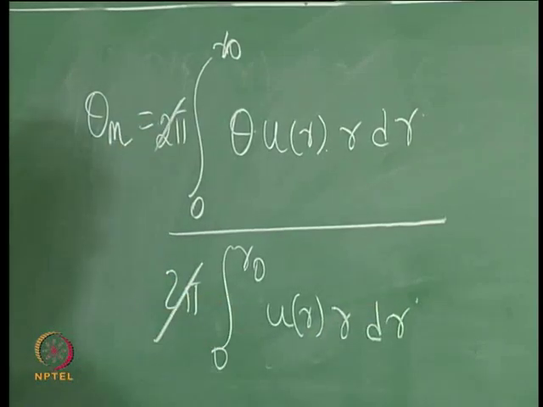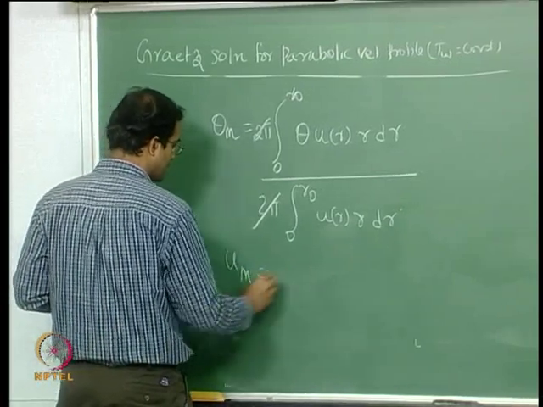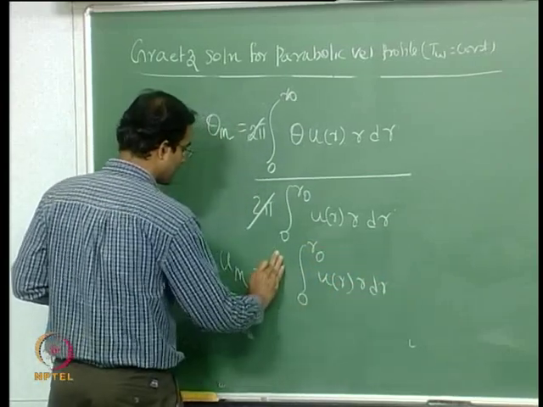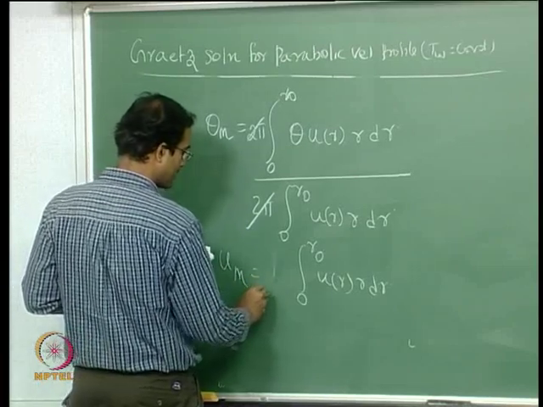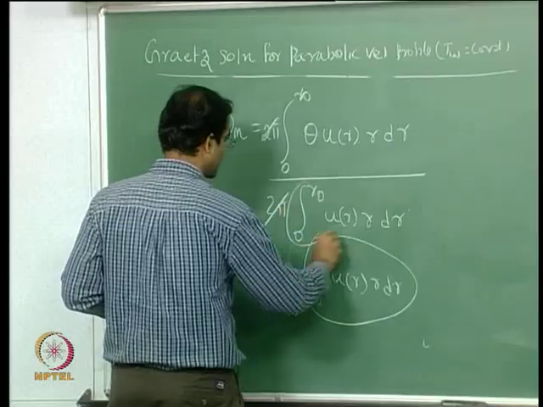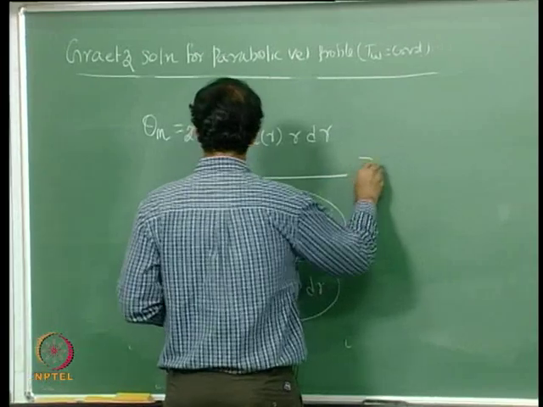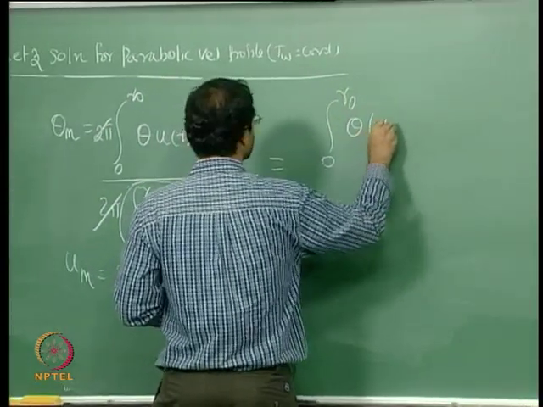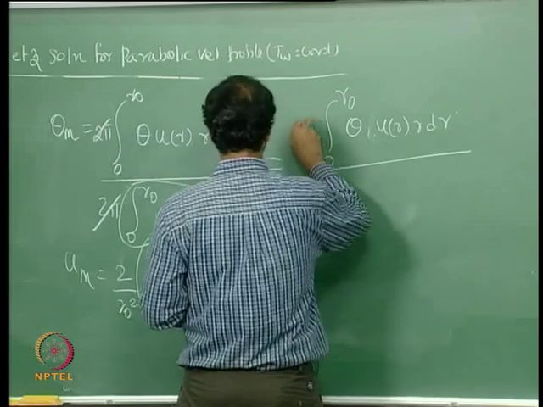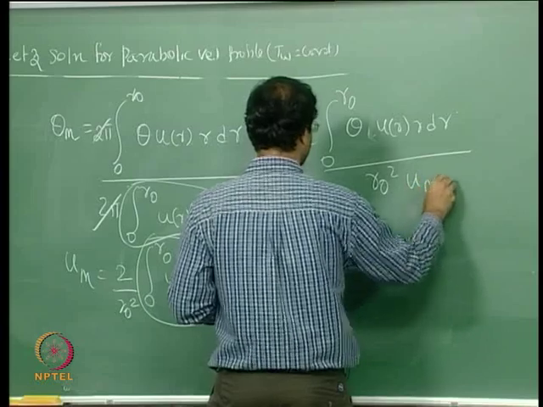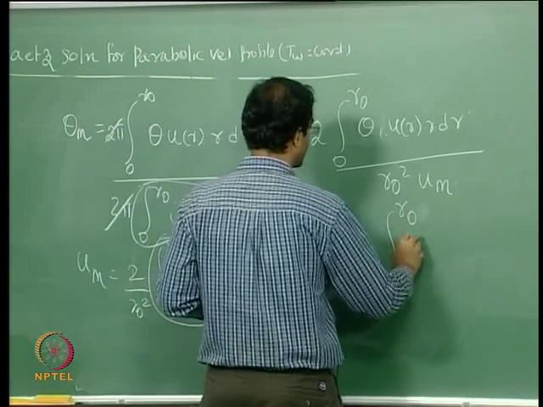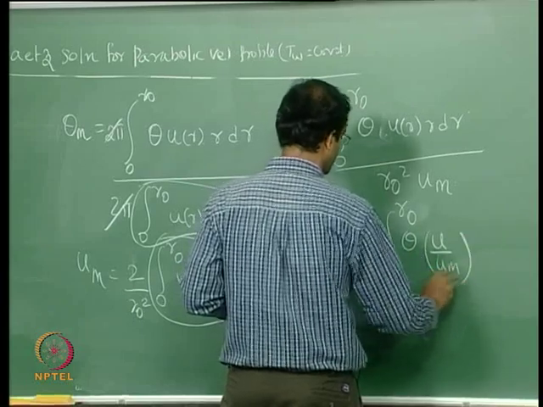This and this cancel. Now I define my bulk mean velocity as once again 1 by, this is 0 to r naught u of r into r dr, so this will be 2 by r naught square, correct. I can now substitute for this in terms of the mean velocity. So this is basically integral 0 to r naught theta into u of r into r dr divided by r naught square into um by 2. Since um is only a function of x, I can take this inside the integral and write this as u by um into r dr.